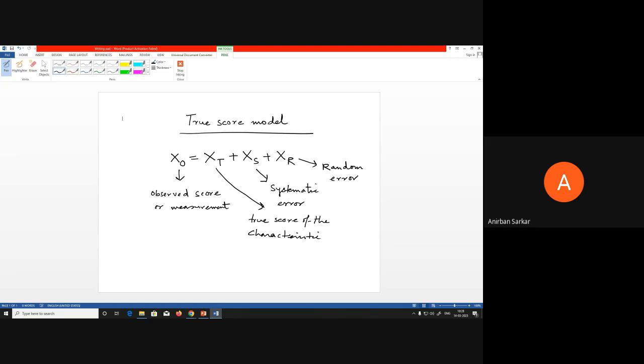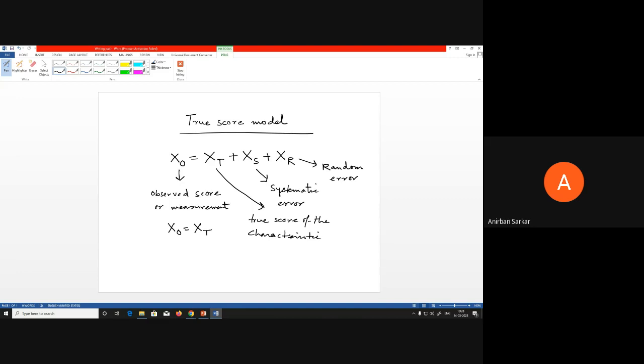So if there is no error, then what will the equation be? X0 is equal to Xt. And as a researcher, what will be my ideal equation? X0 is equal to Xt, because I have no error. I have minimized random error and systematic error. Clear?